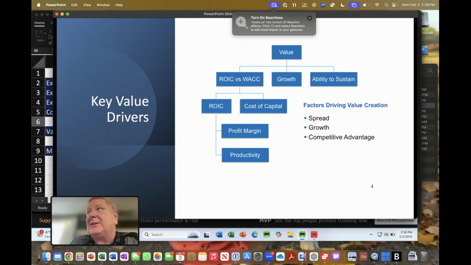Those 5 things are the math behind value creation. Margin, productivity of investment, risk, growth, and competitive advantage. That's it. Those are the most important things when it comes to value creation. And you'll see them playing out this semester in the real world.